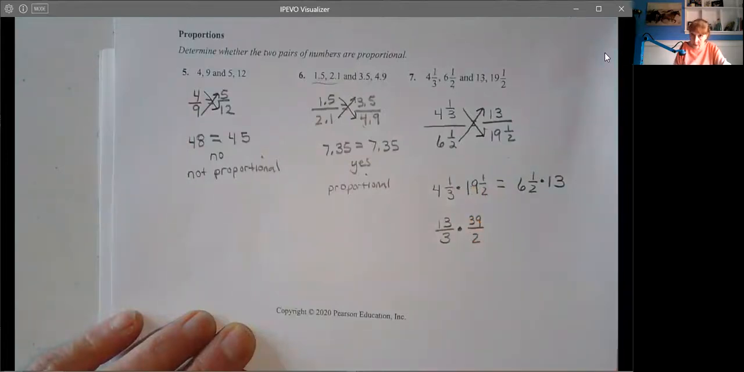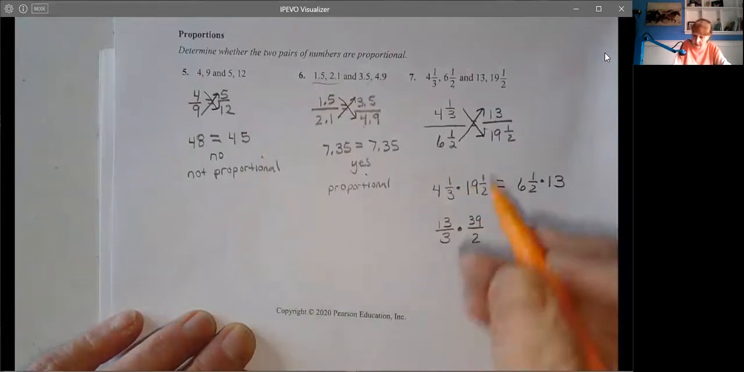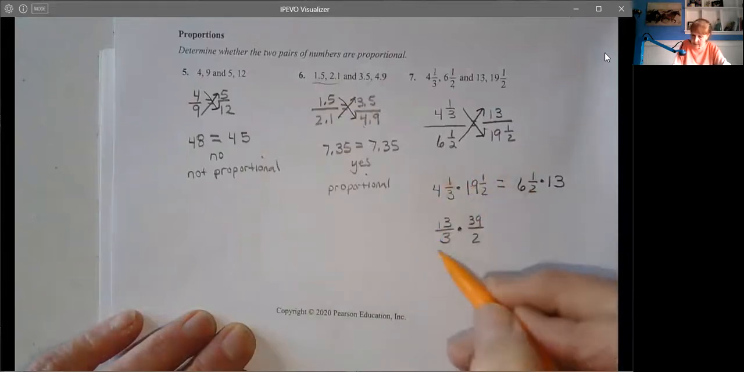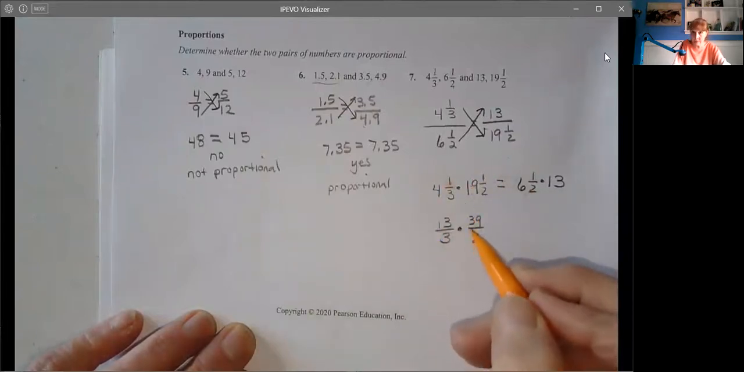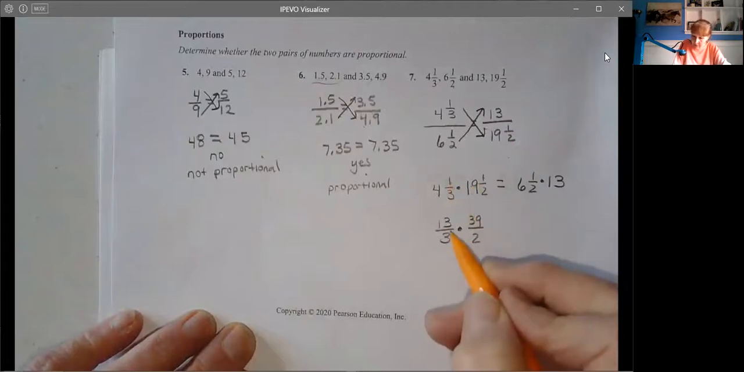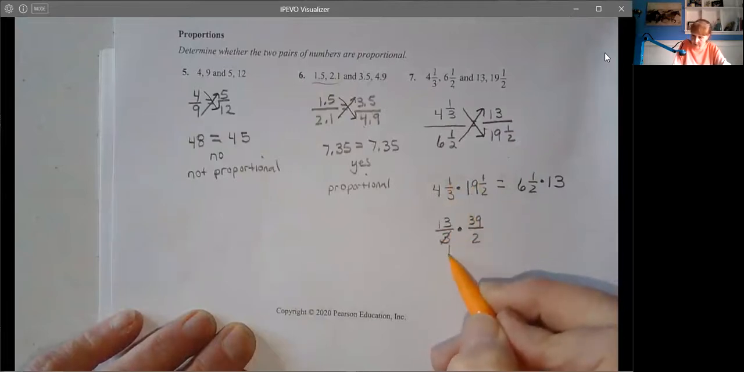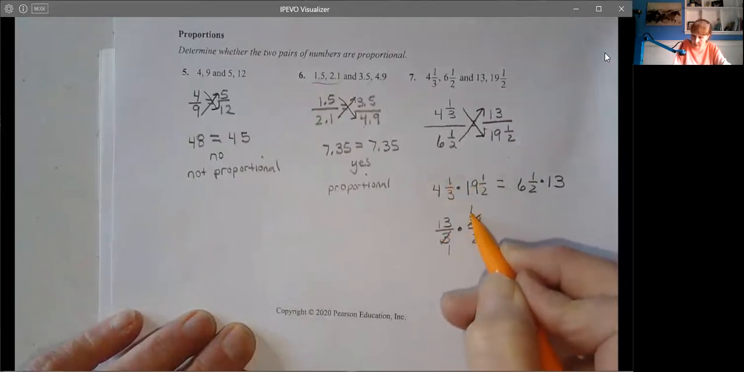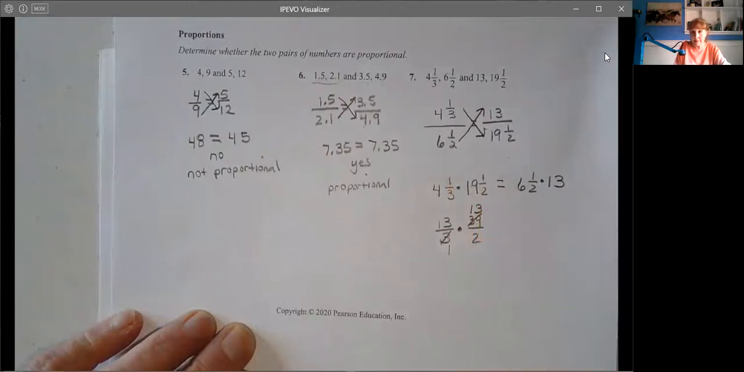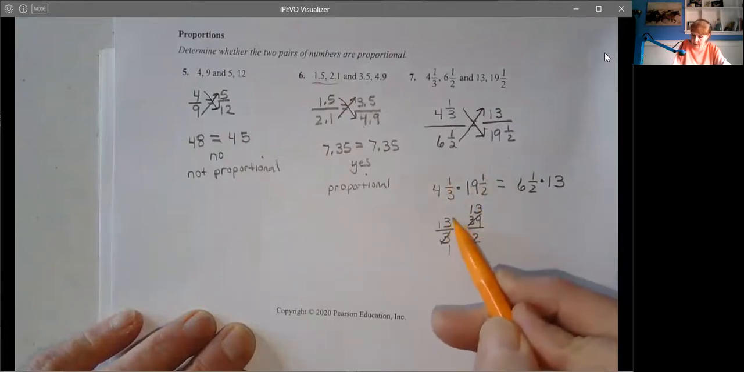I will reduce and multiply across. Again, I'm just doing this left-hand side. It's a nice review of multiplying mixed numbers. 3 goes into here once. 3 goes into here 13. So I reduced. Now I'm going to multiply across.